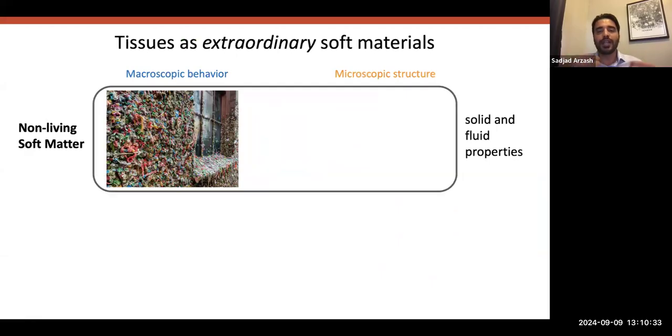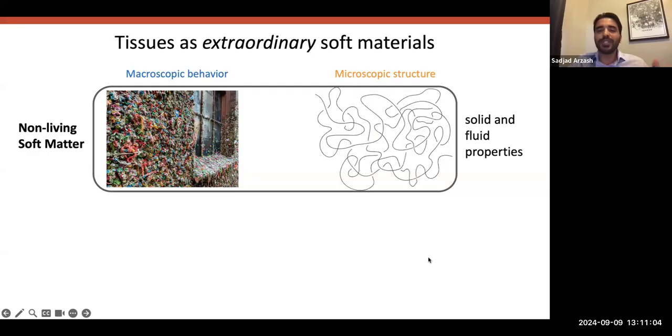I think of tissues as these extraordinary soft materials. If I can compare these two, we start with non-living soft matter, like this gum wall in Seattle, actually, where people just put gum on the wall, and you can see the macroscopic behavior of this system, right? You can see this stretching behavior, which is basically the effect of gravity on these polymers. The microscopic structure of this system, if we look at it, is basically a bunch of long polymer chains.